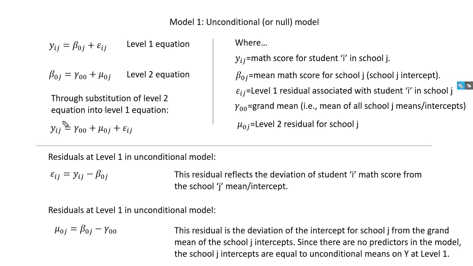In the last equation down here, we've substituted our level 2 equation into the level 1 for beta 0j. Now you can see that each student i in school j has a math achievement score equal to the grand mean of the school means, or the school level intercepts, plus the deviation between the intercept for a given school and the grand mean of those intercepts, plus the level 1 residual, which is what you see right here.